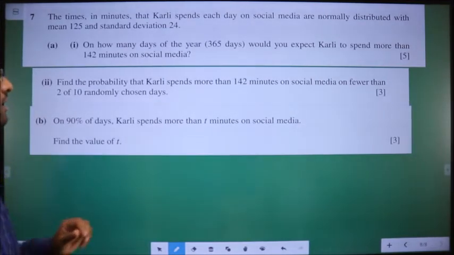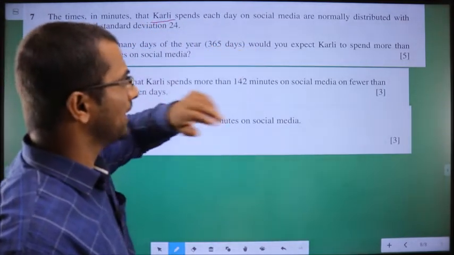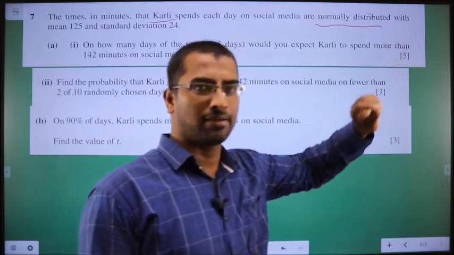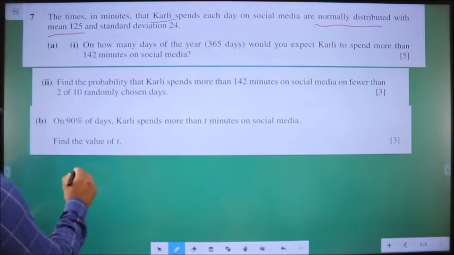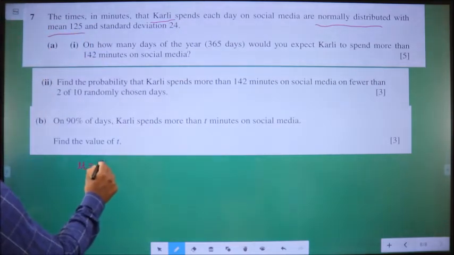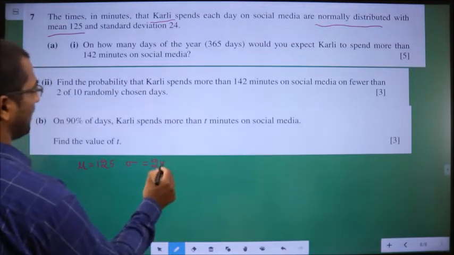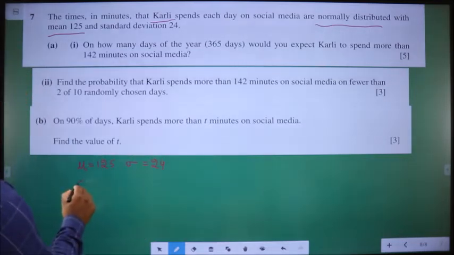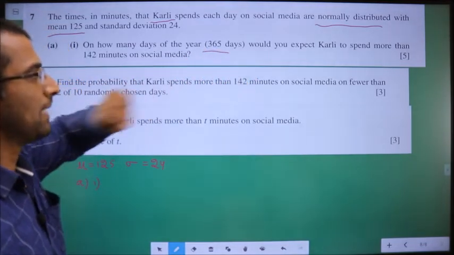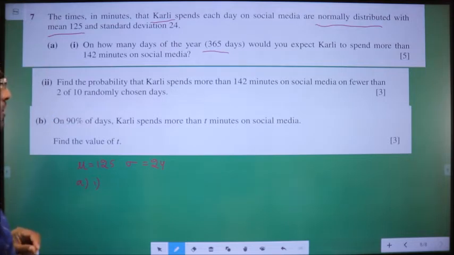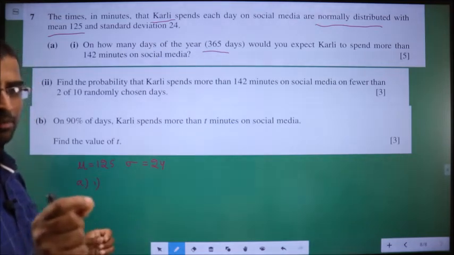Question 7. The times in minutes that Carly spends each day on social media are normally distributed. So this sum is from normal distribution with mean 125. So whenever you come across the information, write it down. So mean is 125 and standard deviation is 24. Now A, first bit. On how many days of the year would you expect Carly to spend more than 142 minutes on social media? First you will find the probability, times 365 will give you the number of days.